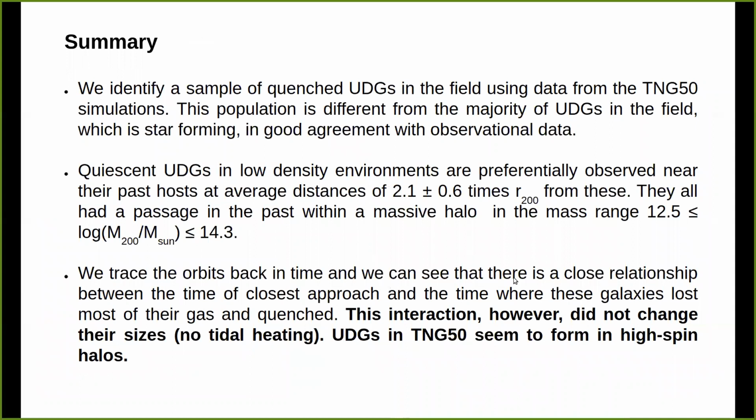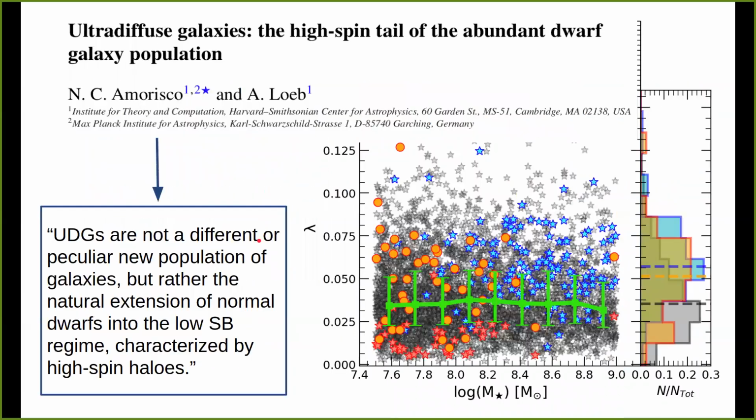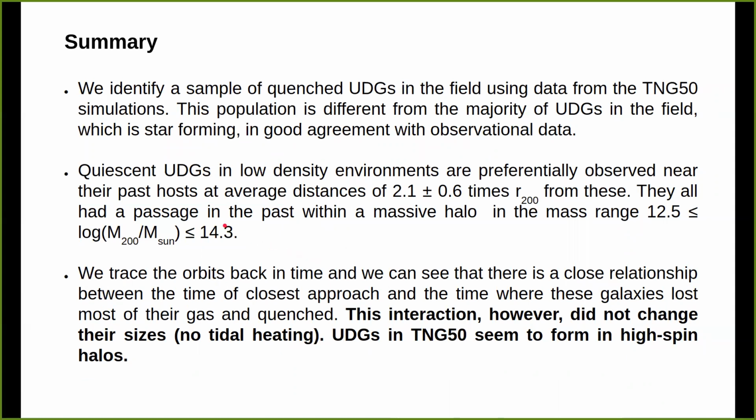So, as a summary, we identified a sample of quenched UDGs in the field using data from TNG simulations. This population is different from the majority of UDGs in the field, which are star forming, in good agreement with observational data. The quiescent UDGs in low-density environments are preferentially observed near their past host, at an average distance of 2 times the virial radius from it.